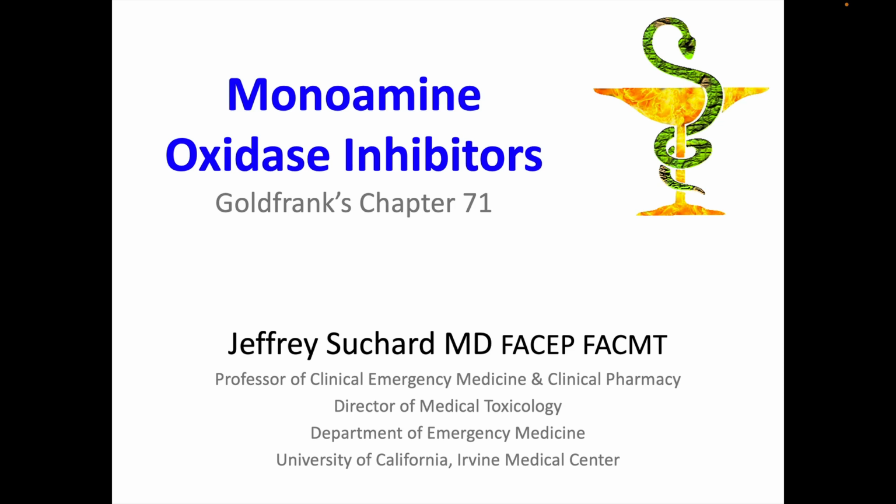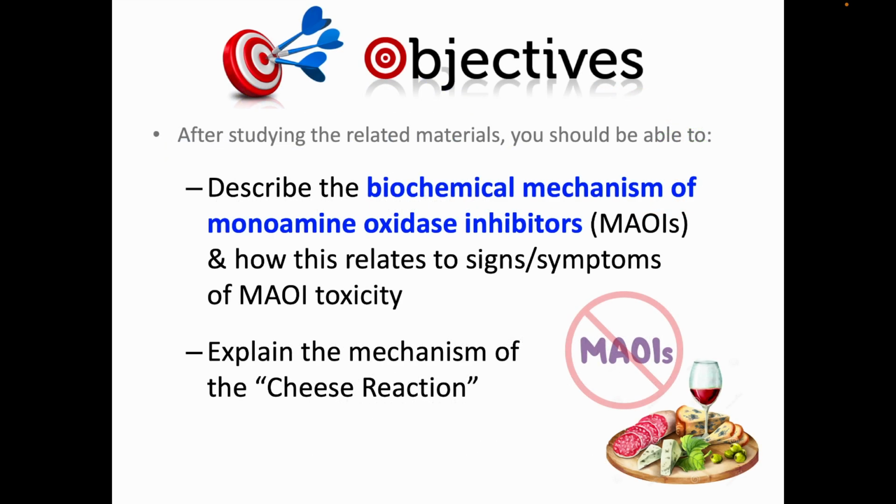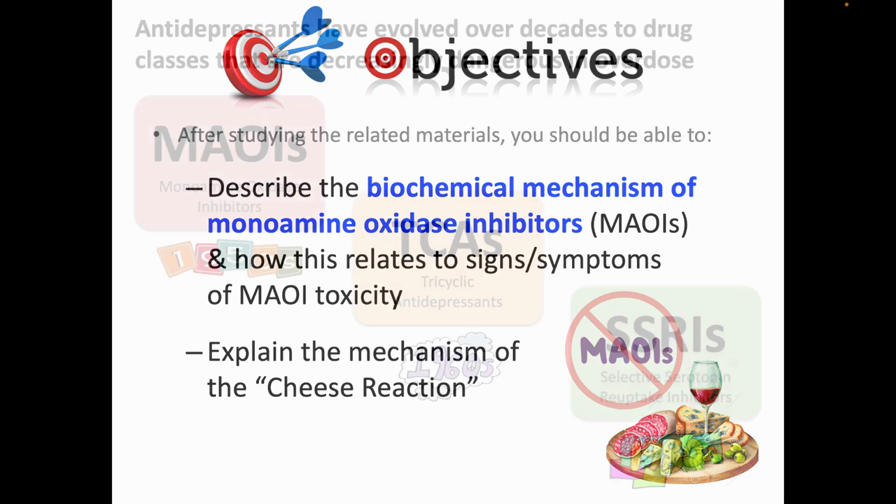Welcome back. In this video, we're going to be discussing monoamine oxidase inhibitors, corresponding to Chapter 71 in Goldfrank's Toxicologic Emergencies. The learning objectives for this session are that you'll be able to describe the biochemical mechanism of monoamine oxidase inhibitors, MAOIs, and how this relates to the signs and symptoms you'd expect to see with toxicity, and to explain what the heck I mean when I mention the cheese reaction.